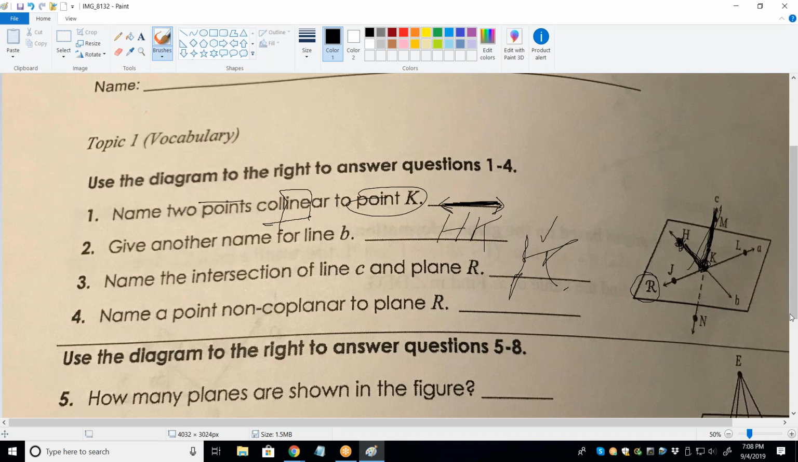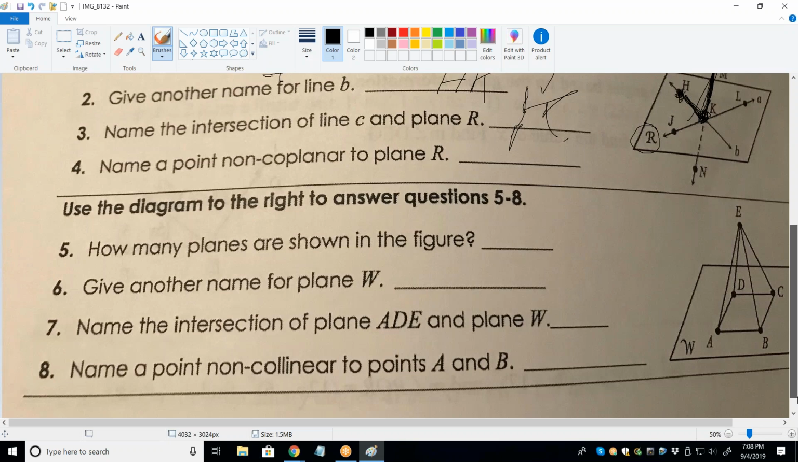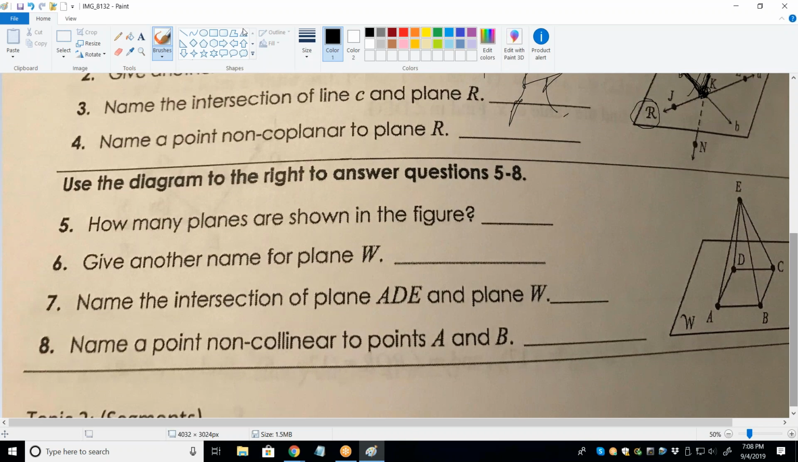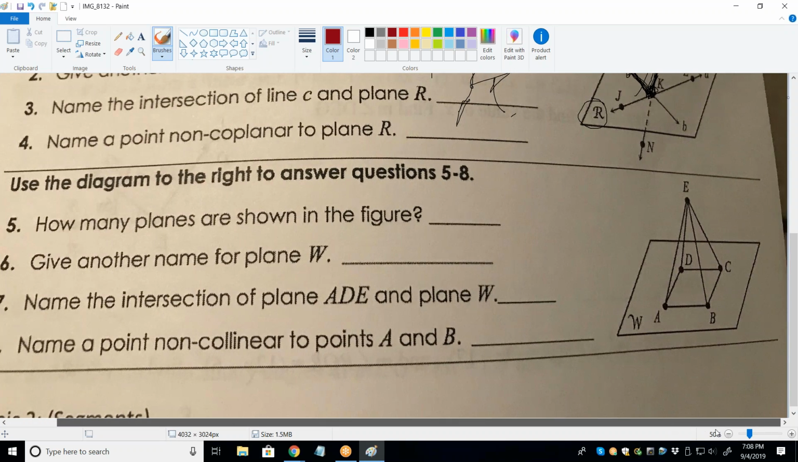All right, let me scroll down here. That's the one advantage of doing this. However, let me change the color. Let me make it a better color. Let me scroll over a little bit so we can see the whole thing.